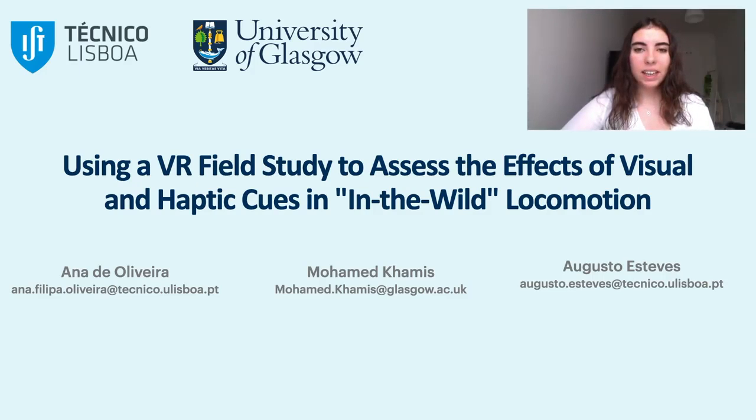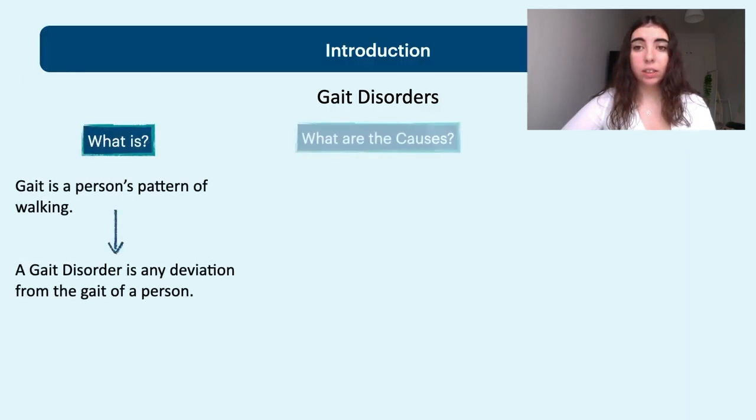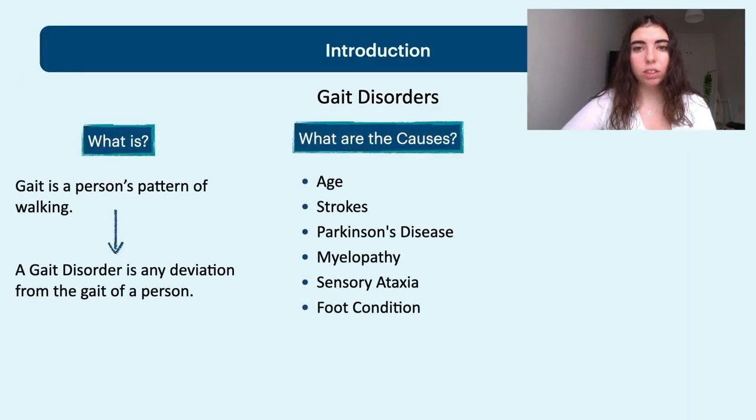Hi everyone, my name is Oliveira and I'm going to present our work about using VR field studies to assess the effects of visual and haptic cues in the wild on locomotion. Walking involves balance and coordination of muscles, so any deviation from this is considered a gait disorder. These disorders have various causes such as age, strokes, Parkinson's disease.